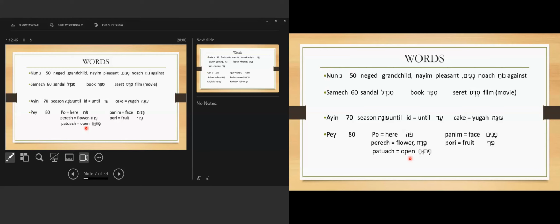Kesef. Kesef is money. Money. Ke, e, samech, e, f. The end of the word. Kesef.